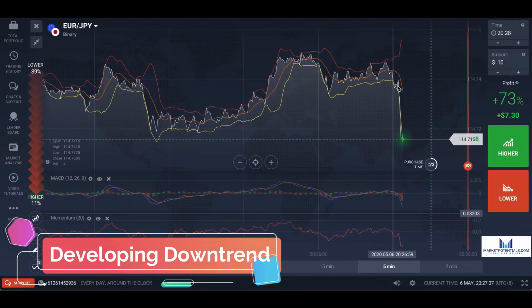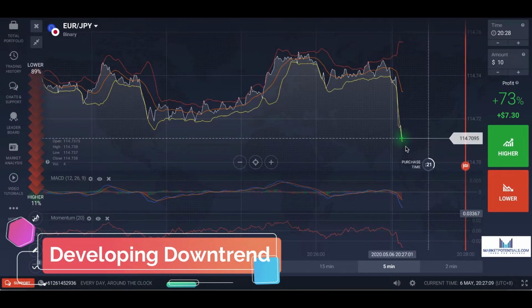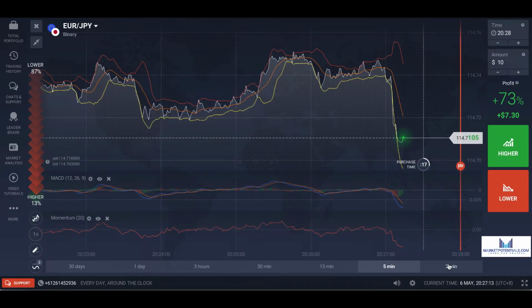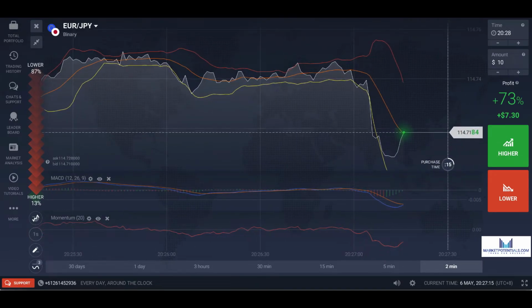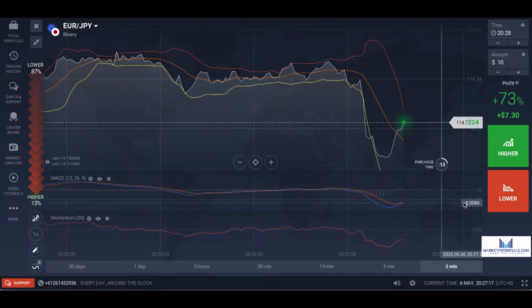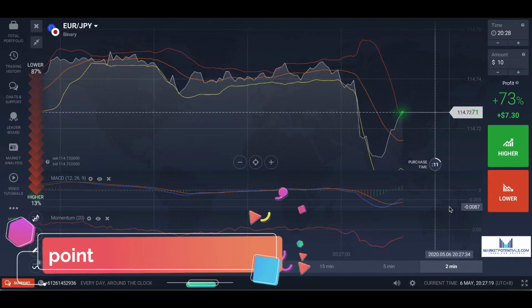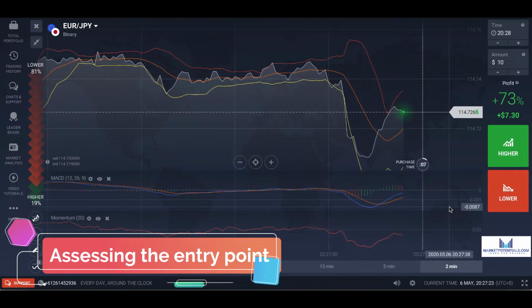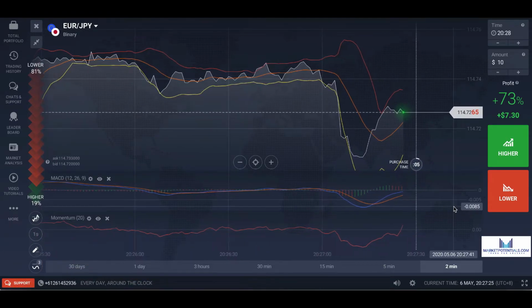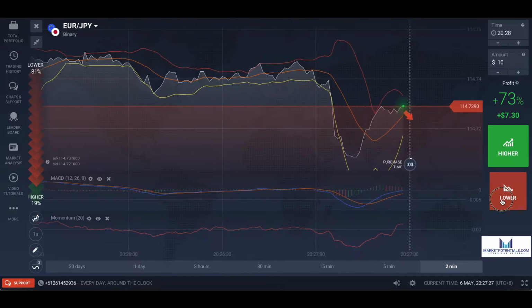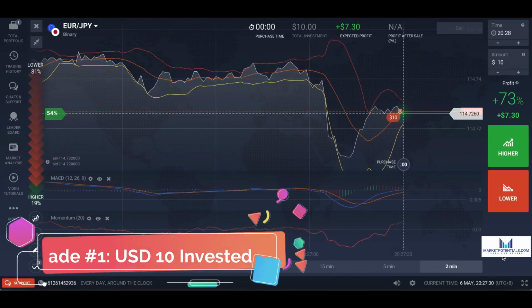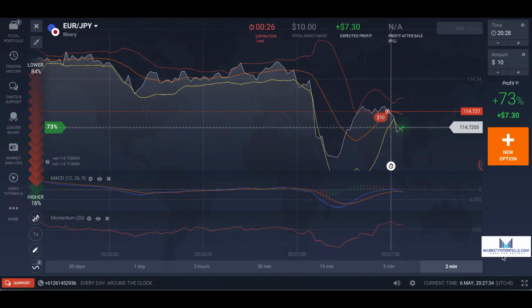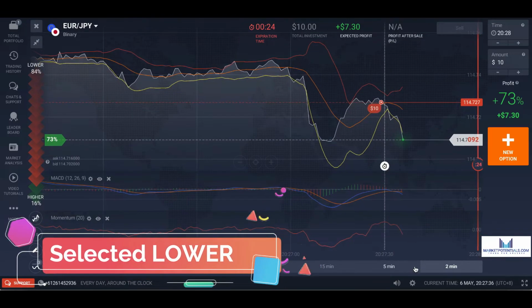All right, now we saw a pretty significant drop. That is an excellent thing to happen. Now let's just see if we're going to be able to capitalize on it. We've got about 14 seconds to the purchase deadline. Let me see whether we'll be able to take advantage of this. And I say yes, so I've gone ahead and put the trade. I've put in $10 and I've selected lower, and you can see that it just became lower as well.